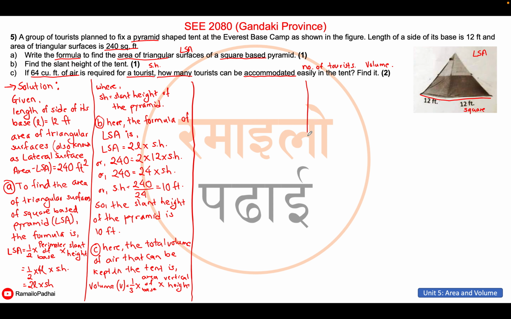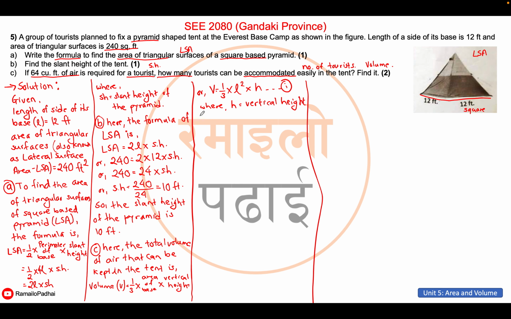Or we can write, V is equal to 1 upon 3 times the area of base, and the base is square, so the area of square is L square, so L square times the vertical height, we write it as H. We will write this as equation first because we don't have the value of height, and we have also not written what H means, where H is equal to vertical height.